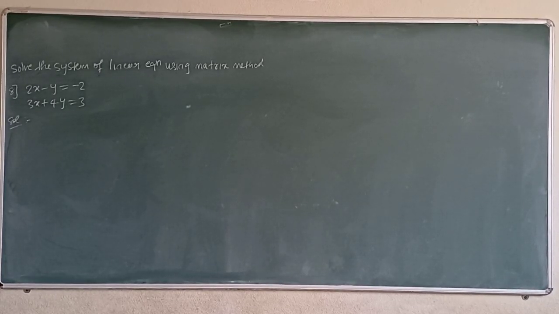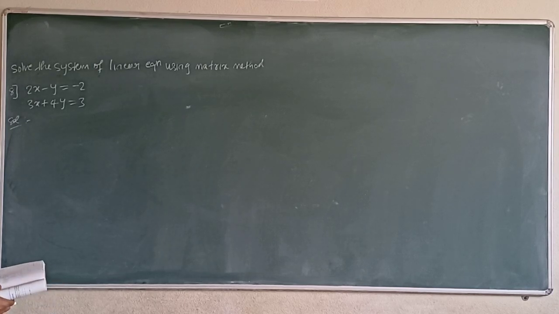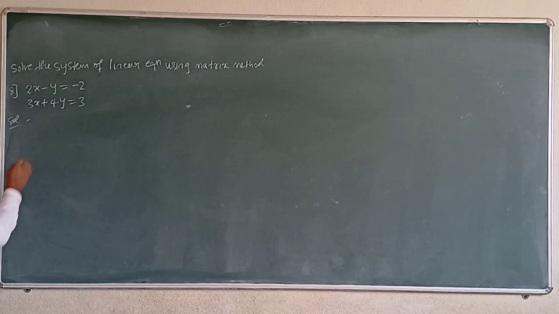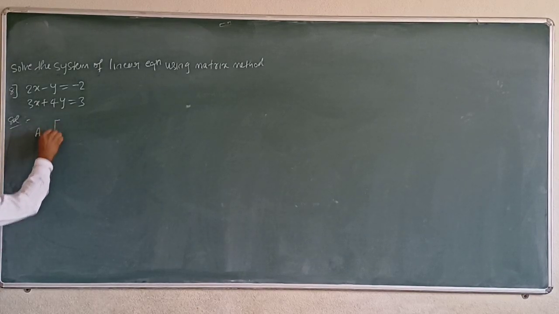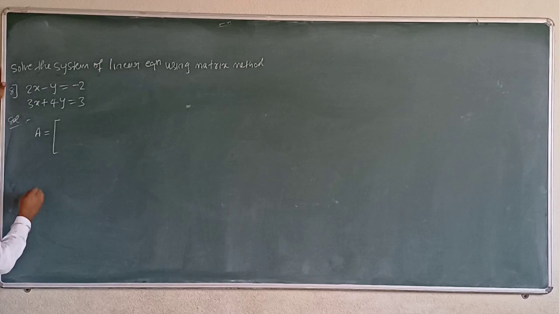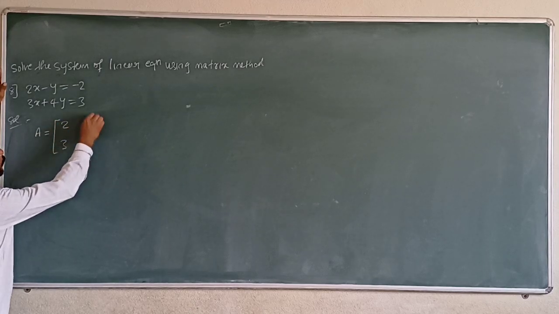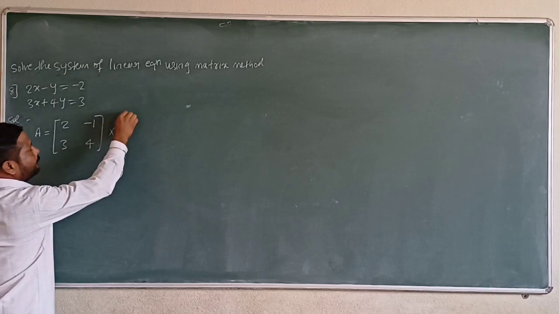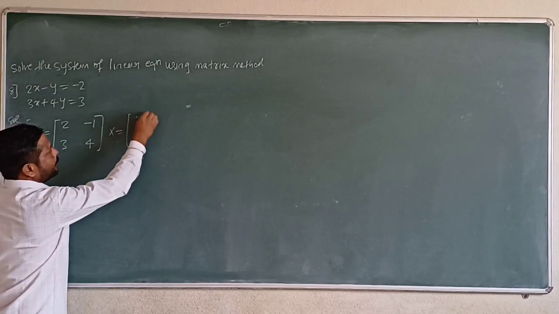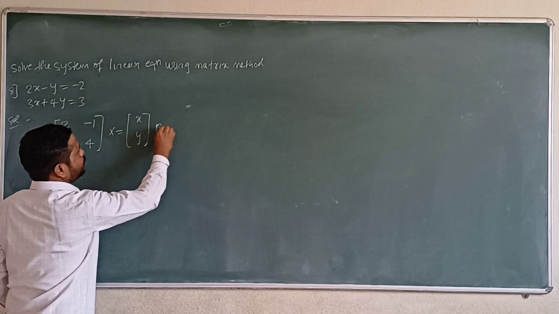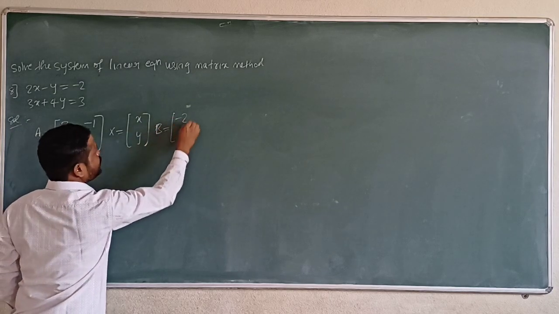Right. Take up question number 8: 2x minus y is equal to minus 2 and 3x plus 4y is equal to 3. Take again the matrix A, the coefficients of x and y here: 2 minus 1, 3 and 4. X is nothing but the variables, that is x and y. B is equal to minus 2, 3.